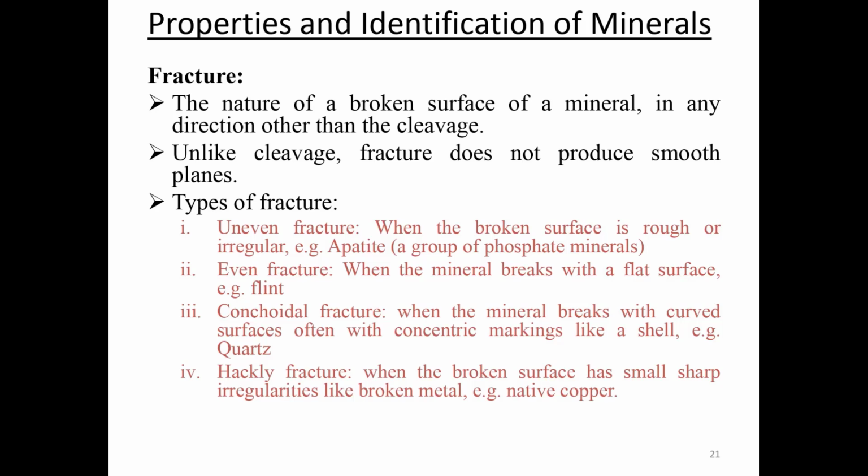Types of fracture: 1. Uneven fracture, when the broken surface is rough or irregular, for example, apatite, a group of phosphate minerals. 2. Even fracture, when the mineral breaks with a flat surface, for example, flint. 3. Conchoidal fracture, when the mineral breaks with curved surfaces, often with concentric markings like a shell, for example, quartz. 4. Hackly fracture, when the broken surface has small sharp irregularities like broken metal, for example, native copper.